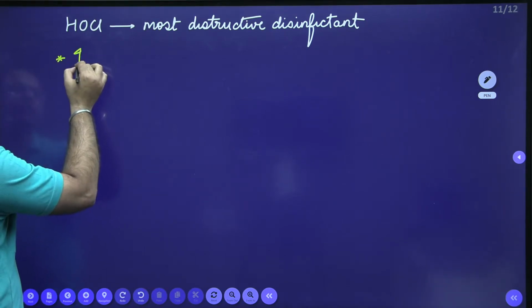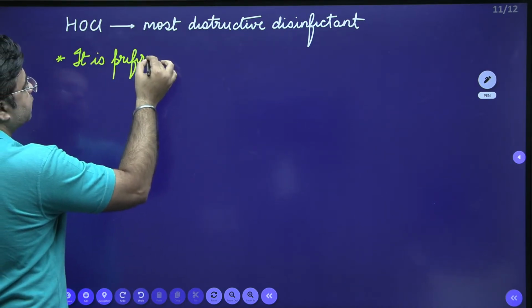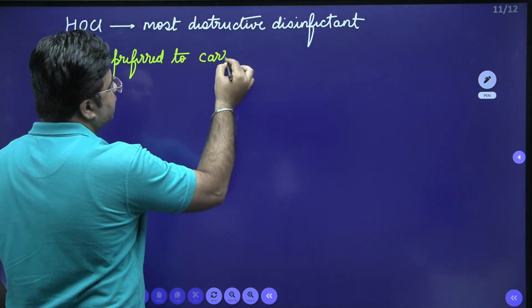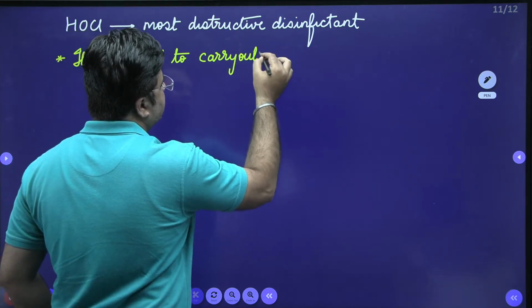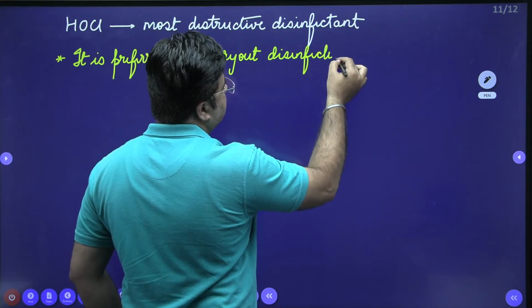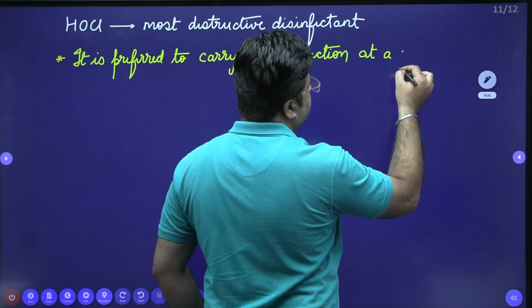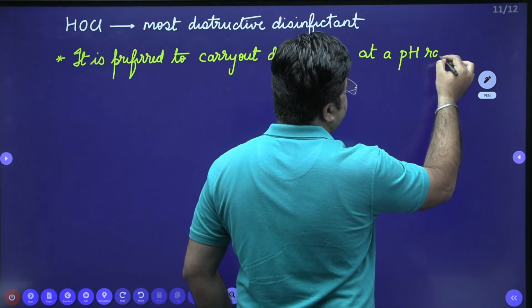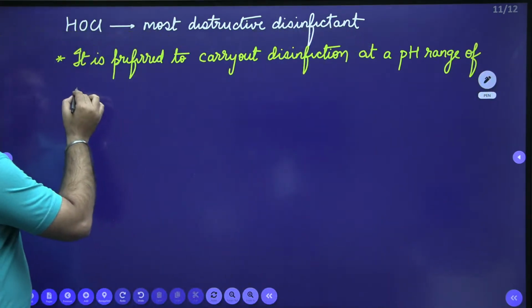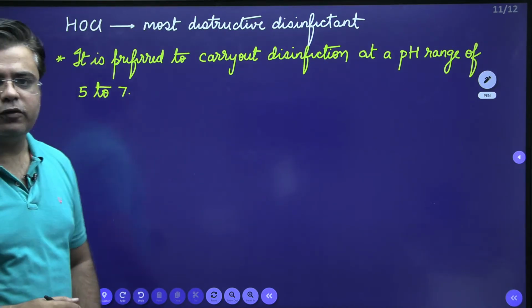It is preferred to carry out disinfection at a pH range of 5 to 7. At a pH range of 5 to 7, right?